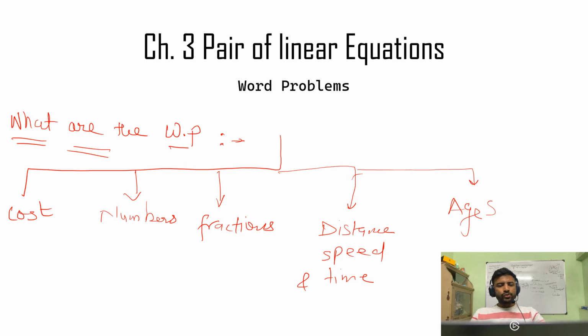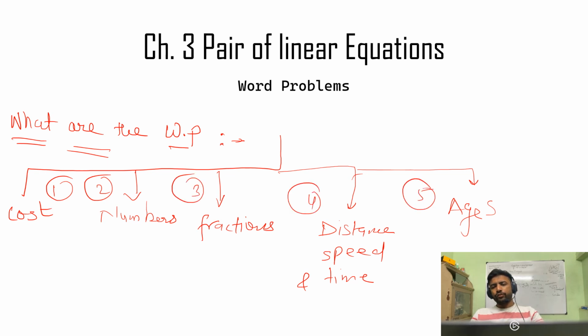Okay, so here we will deal with five types of word problems. First is cost, second is number, third is fraction, fourth is distance, speed and time, and fifth one is ages. Okay, so we will take an example from the first type, then an example from the second type, then the third type, then the fourth type, and then the fifth type. Okay, so let's begin with the examples.